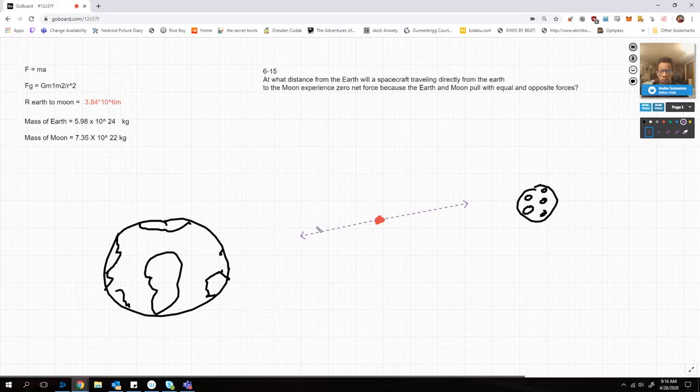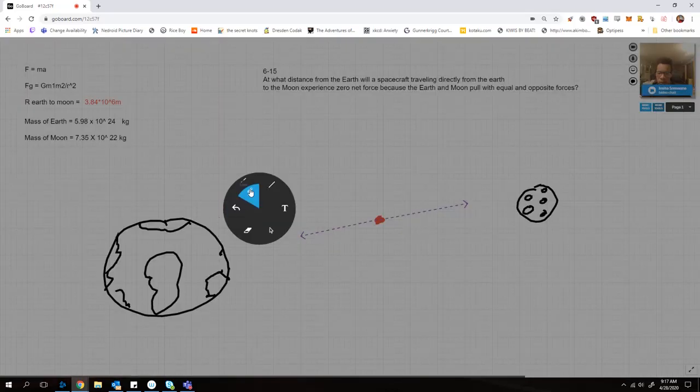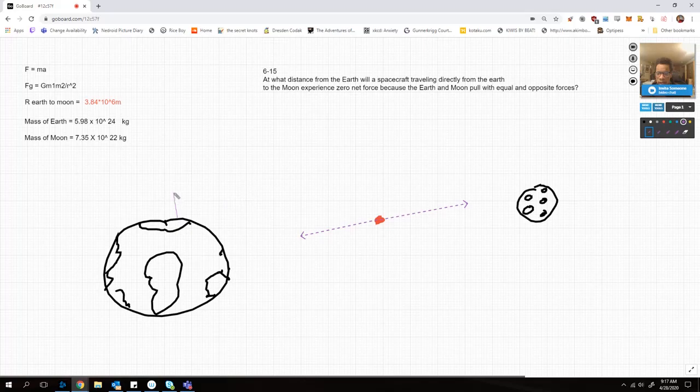So the equation we're going to use to solve this, we're going to start with Newton's second law, and we're also going to need the force of gravity equation, which is G m1 m2 over r squared. And then I wrote down the radius from the Earth to the Moon. We're going to need to know this distance here from the Earth to the Moon, and that's what I'm going to call D. And then we're going to need to know the mass of the Earth and the mass of the Moon.